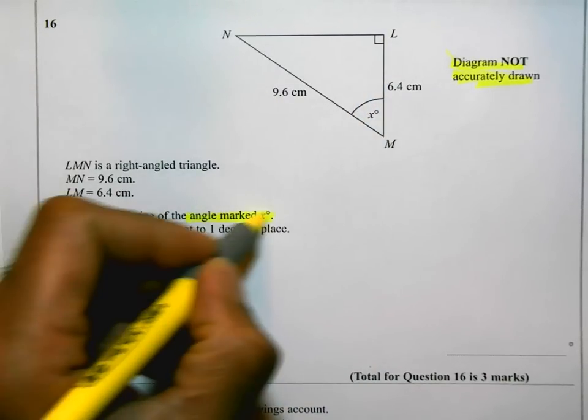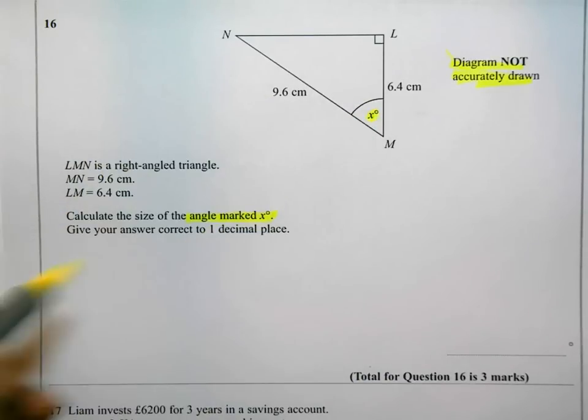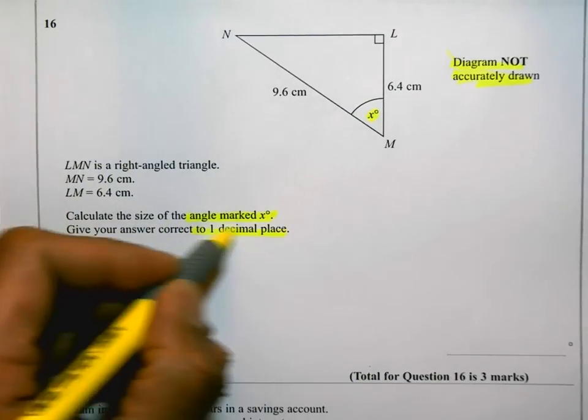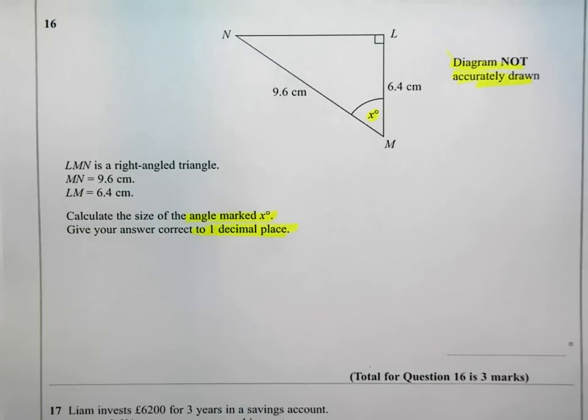So they want us to work out X. Give your answer correct to one decimal place. All of these bits that are highlighted are important bits that I need to take into account. From what we've done so far, I know we're dealing with a right angle triangle. They want me to work out an angle. I've been given the length of two sides. I need to use trigonometry in this question.